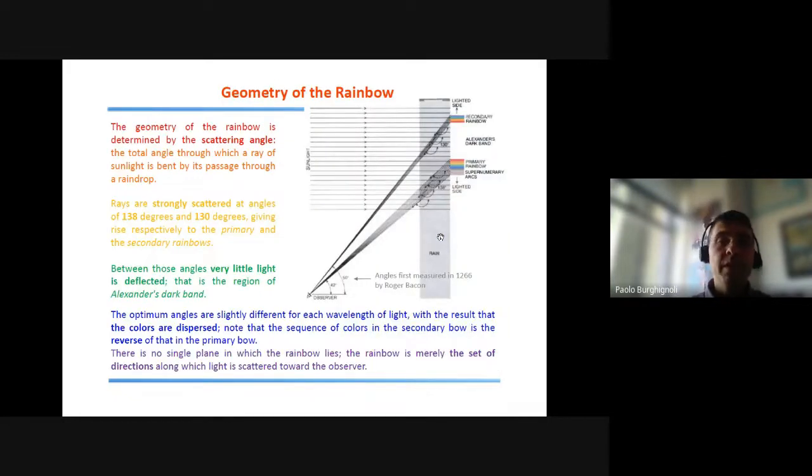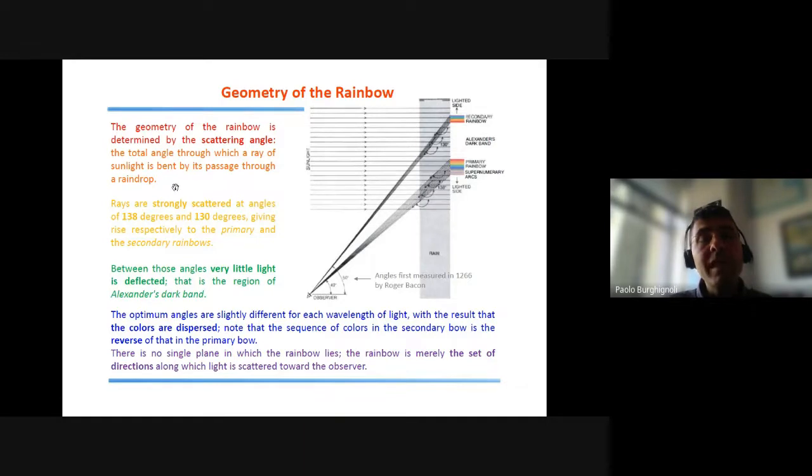Now, the geometry of the rainbow was studied since many centuries ago. For example, the angle of the primary and secondary bow was first measured in 1266 by Roger Bacon. And basically, the geometry of the rainbow is determined by the way each of the small particles, the small droplets of water dispersed in the atmosphere, scatter the incident sunlight.